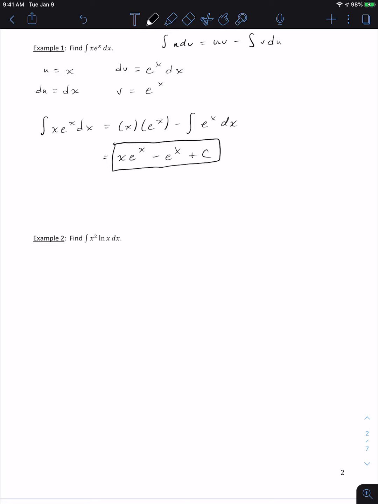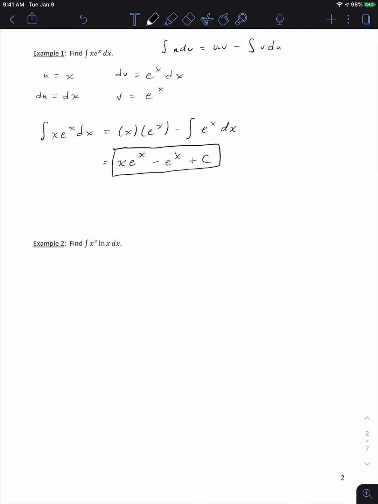Boom. And again, with all these examples, I haven't really talked about it too much, but you can always check your work. That's the cool thing about integrals, is once you find an answer that's the antiderivative, you can always take the derivative and see if you got what's inside the integrand. If you do, you know you did it right.